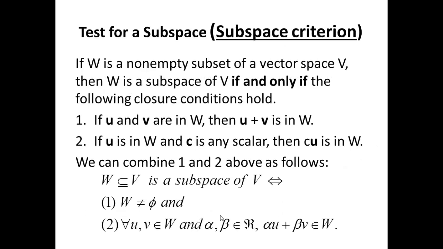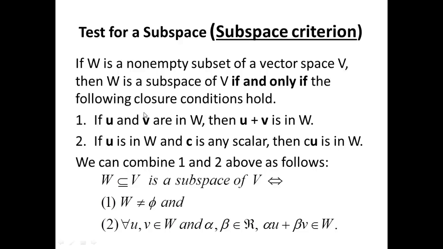And here we go. The Subspace Criterion, or the test for a subspace. If W is a non-empty subset of a vector space, again I really insist on this, the first thing you have to verify is that W is not empty. So if W is a non-empty subset of a vector space V, then we say that W is a subspace if and only if the following are true.